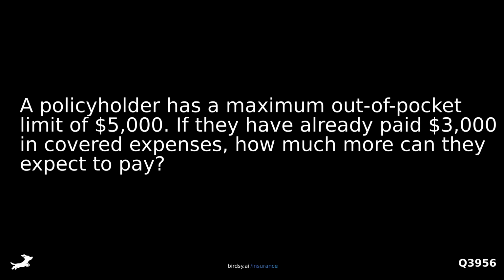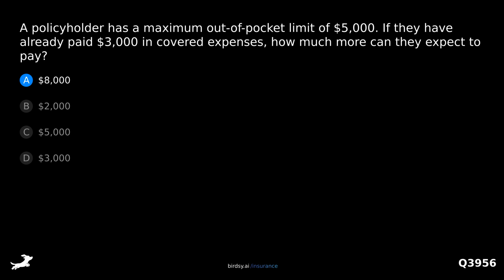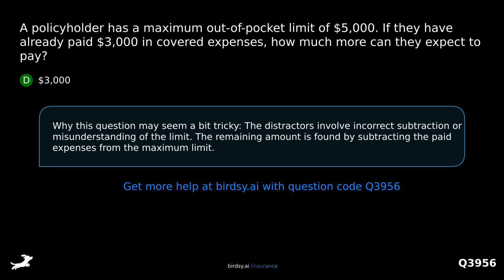A policyholder has a maximum out-of-pocket limit of $5,000. If they have already paid $3,000 in covered expenses, how much more can they expect to pay? Is it A. $8,000, B. $2,000, C. $5,000, or D. $3,000? The answer is D. $3,000. Why this question may seem a bit tricky. The distractors involve incorrect subtraction or misunderstanding of the limit. The remaining amount is found by subtracting the paid expenses from the maximum limit.